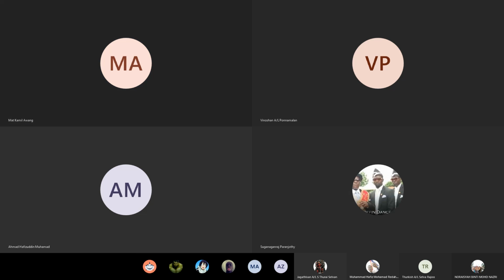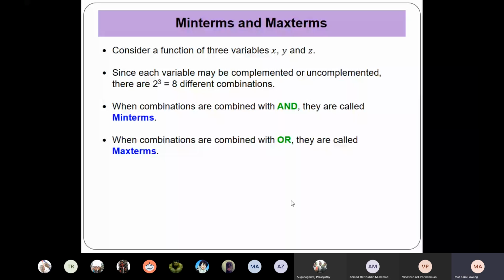Okay. Now, we are going to cover min terms and max terms. Let's say that we have three variables, X, Y, and Z. So therefore, we have 2 to the power of 3 or 8 different combinations. When the combinations are combined with AND, they are called min terms. When the combinations are combined with OR, they are called max terms.